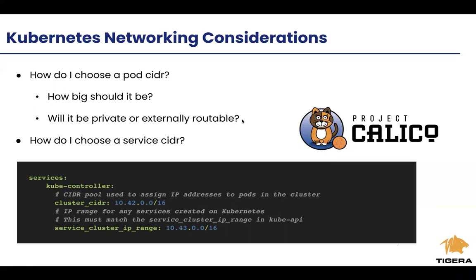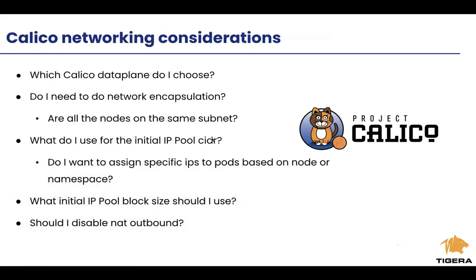Also, if you're doing encapsulation, you can always, and should always, reuse the same CIDR ranges, because you can pick a /8 if you want, and it's only going to be relevant within the cluster itself. So additional considerations, like what data plane do I choose between iptables and eBPF?